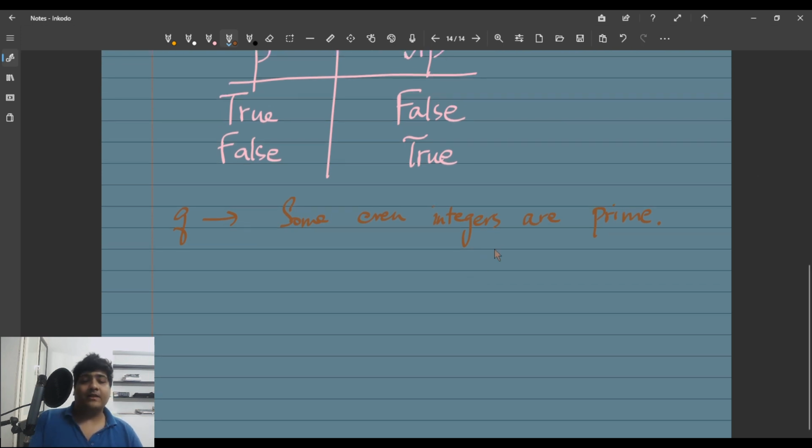So now how do I negate this fact? I'll have to say that even one integer cannot be prime. If that makes sense, right? Think about it slowly. Not Q will be none of the integers can be prime. And another way of putting that, because I somehow want to use all integers, I want to state something about all even integers: all even integers are not prime.